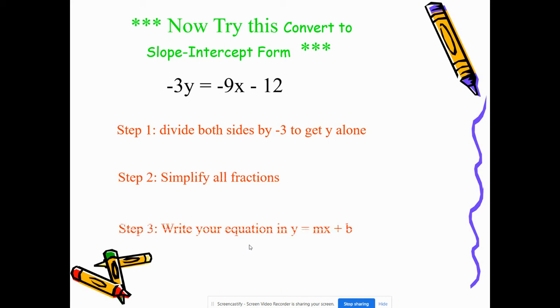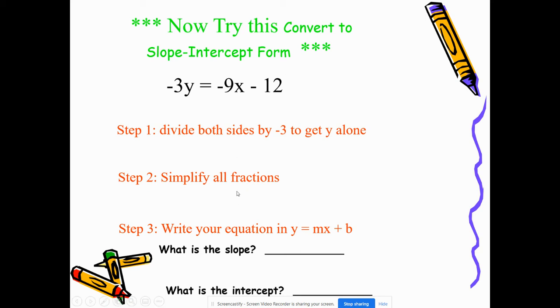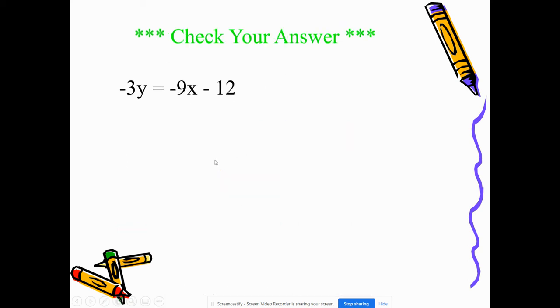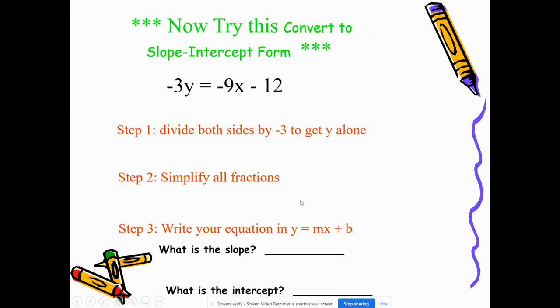Okay, so if we take a look at this one, we're going to divide both sides by -3 to get the y alone. Simplify the fractions, and I want you to tell me what you got for the slope and the y-intercept.